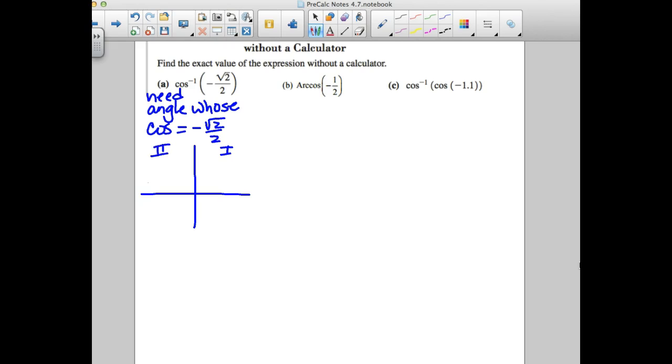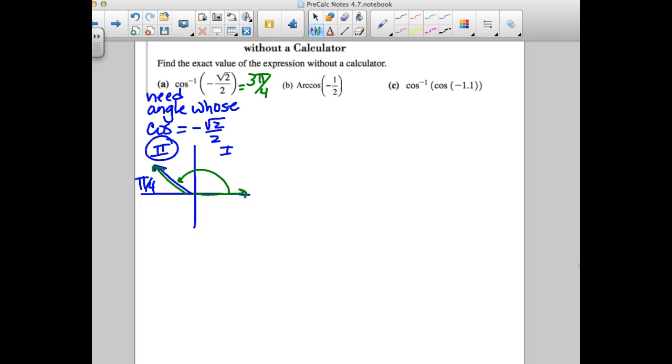Cosine is going to be negative in quadrant 2. And we want a 45 or pi over 4 angle here. And to get there, we can either be in quadrants 1 or 2. We can move in those two quadrants. So we're going to go from here all the way to there. And we would give our answer as 3 pi over 4, since that's the full angle to get there.